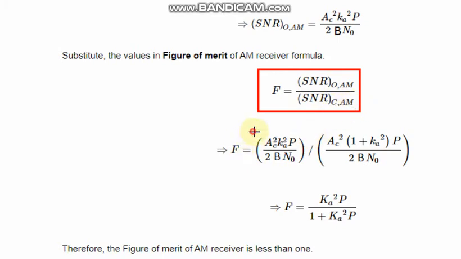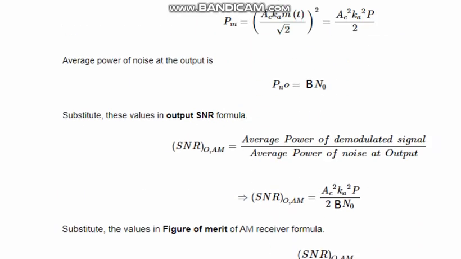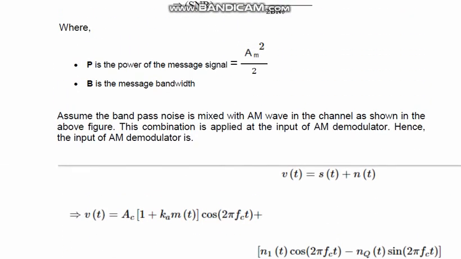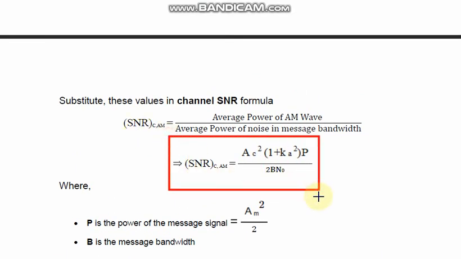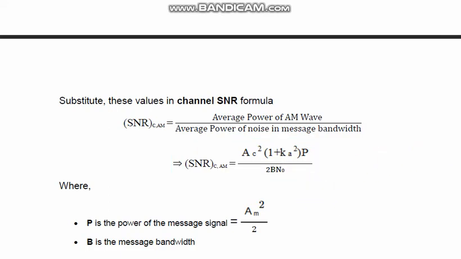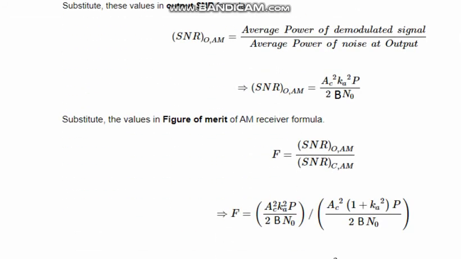So at the output, this is the signal to noise ratio, and at the input, this is the signal to noise ratio that we have already calculated earlier. Let me show you where we have calculated it. Here we have calculated it. Okay, so these calculations we have to put in the formula of figure of merit.